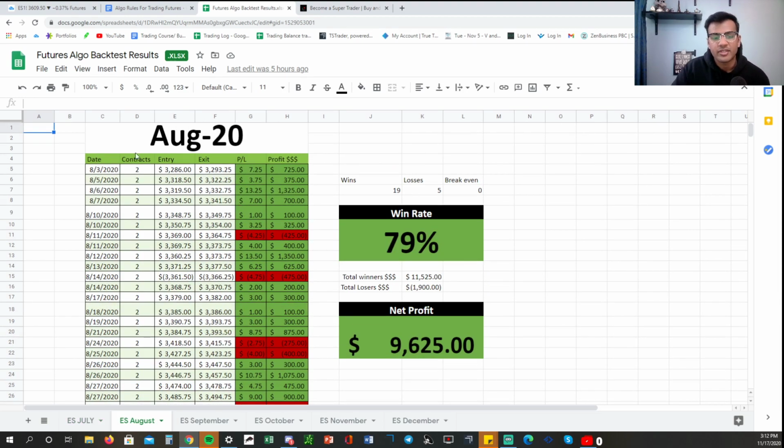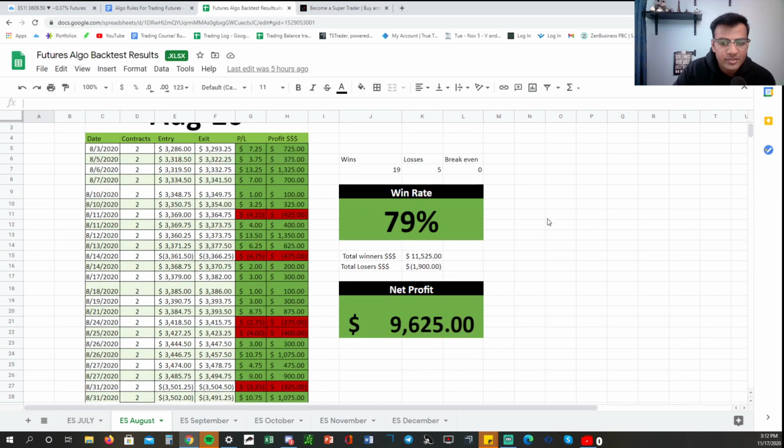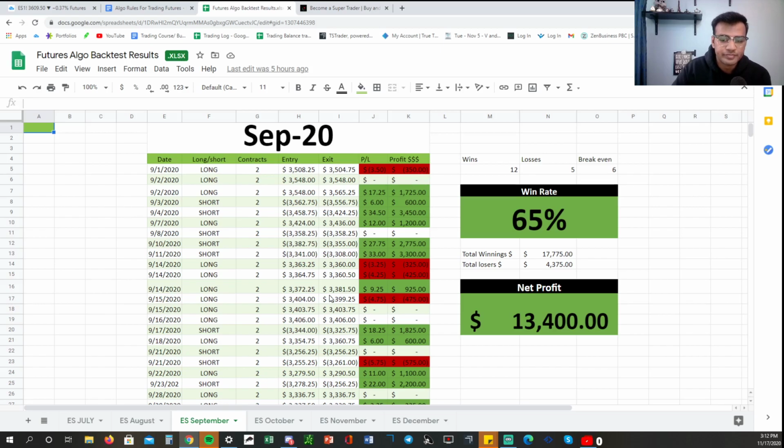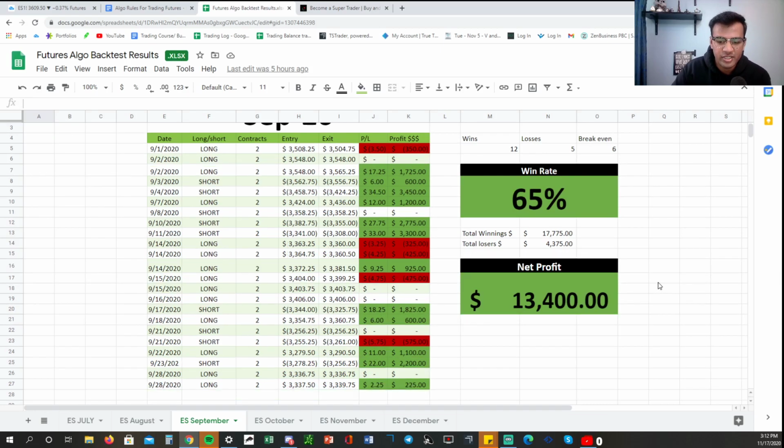But again, this all depends. If you want to put in more contracts, obviously you'll make more, or you know, it varies. August, 79% win rate. We had a lot of trades in August actually because we had 19 trades. Losses were only 5, and break even were 0 because we didn't have that month. It wasn't getting choppy. But September, that was getting choppy a little bit. It was a bit slow, but we still got some good moves. We had 12 wins, 5 losses, 6 break even, and then, you know, winners minus losers, 13,000, 65% win rate.